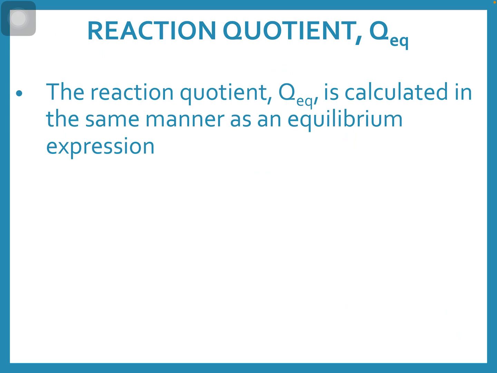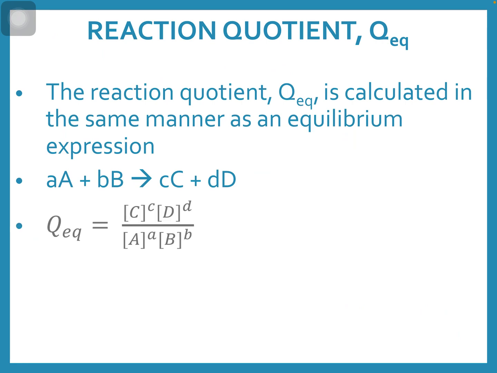The reaction quotient is calculated the exact same way as the equilibrium expression is. When we have a particular reaction, we have the products over the reactants, and the coefficients that we have in our balanced equation become the exponents. So the expression is the exact same for KEQ and QEQ.